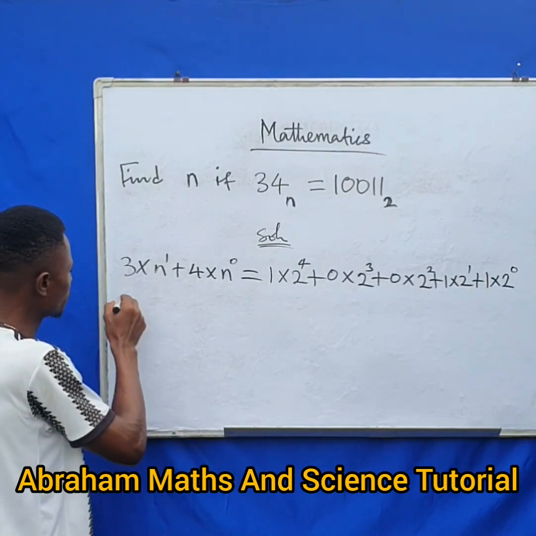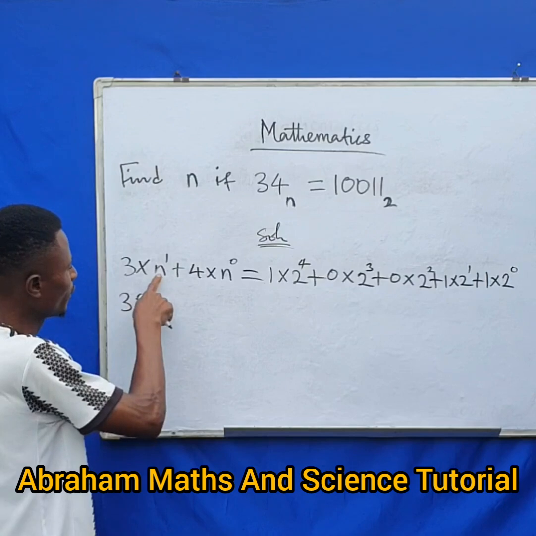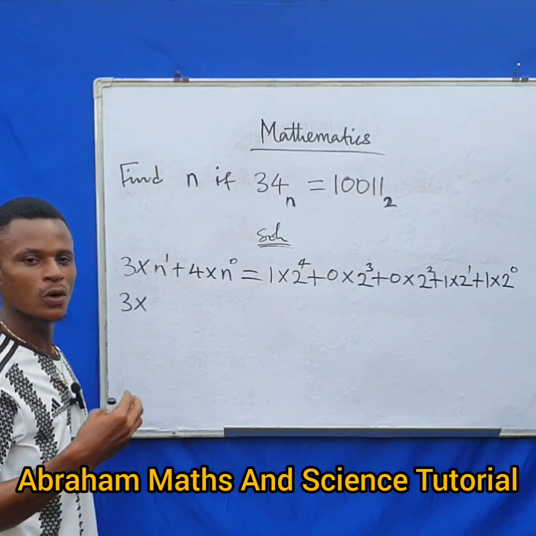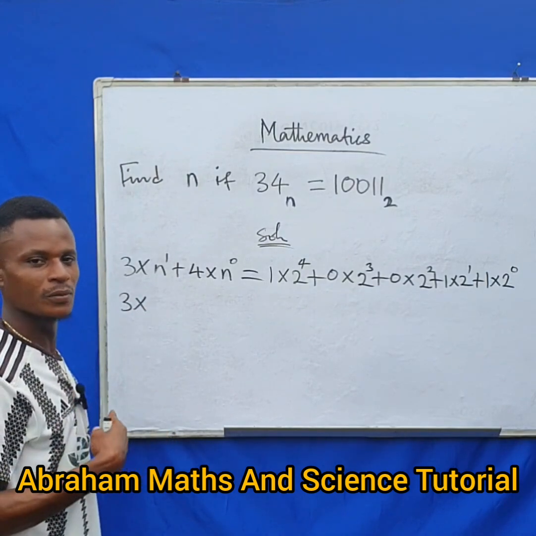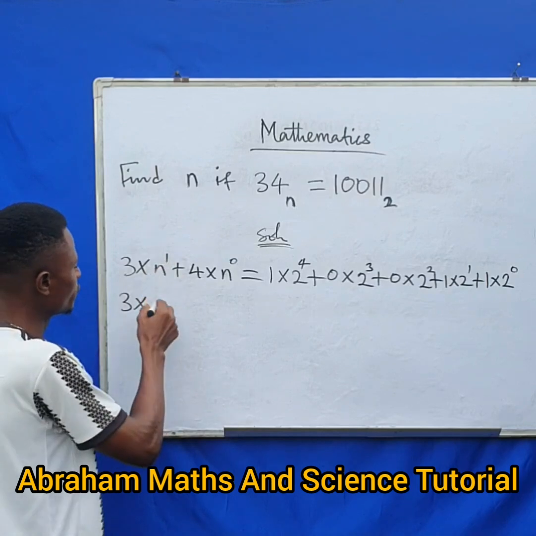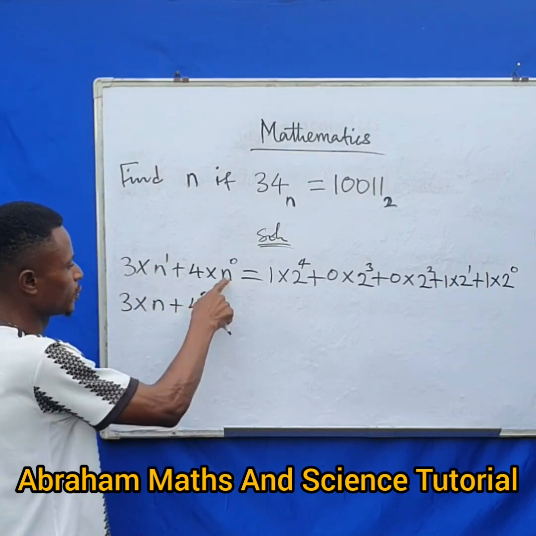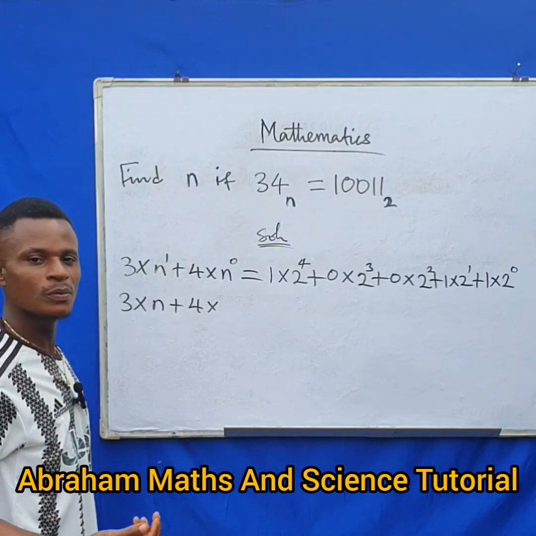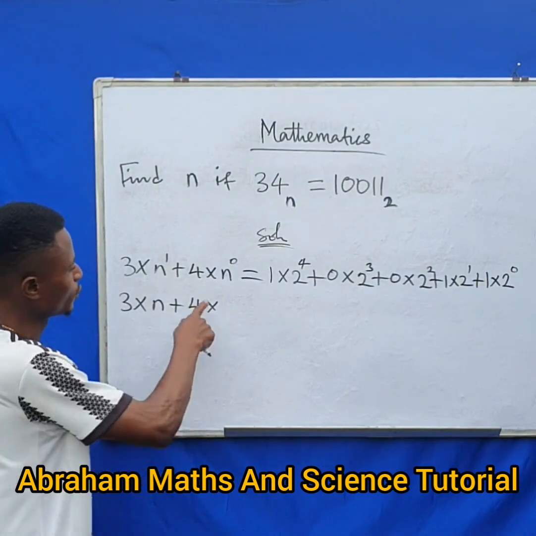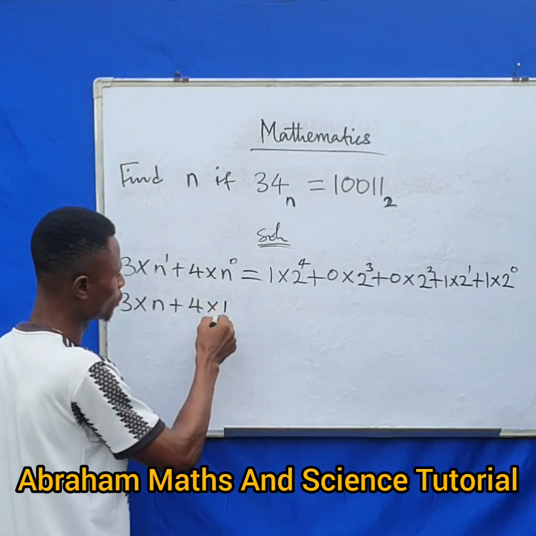Now 3 is something else. This is 3 times n raised to the power of 1. Whenever a number is raised to the power of 1, the result is that same number. So n raised to the power of 1 is n. Then plus 4 times n raised to the power of 0. Anything raised to the power of 0 is equal to 1. So in place of n raised to the power of 0, I'm going to put 1.